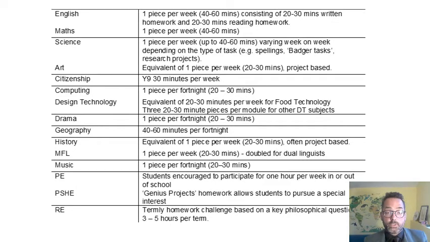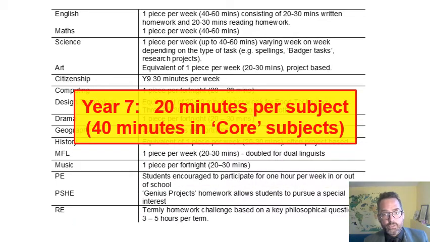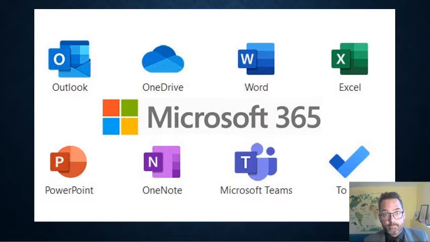Homework requirements at the school are dependent upon subject, in terms of different subjects setting different kinds of homework. Some subjects might prefer longer pieces of homework and some subjects shorter pieces of homework. For Year 7, this should not be any more than 20 minutes per subject per week and 40 minutes per subject in core subjects.